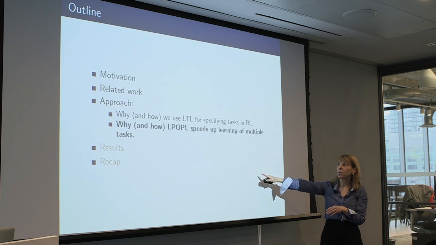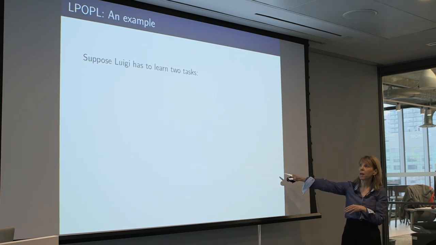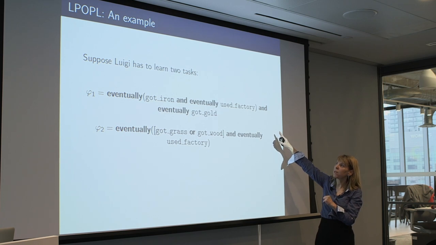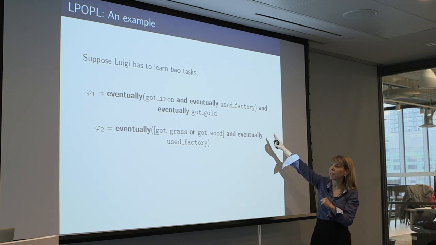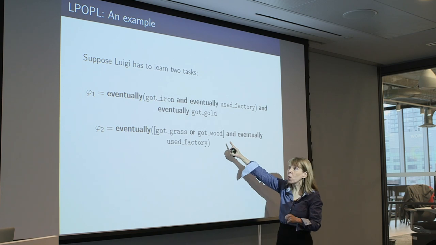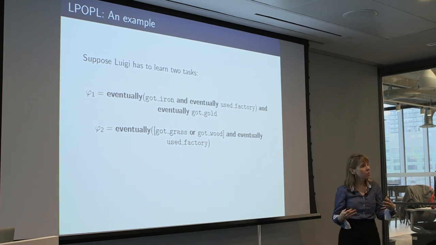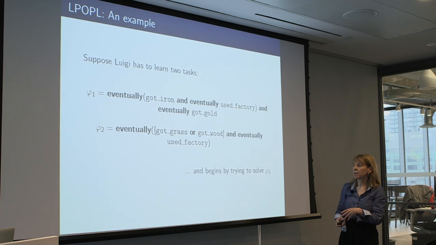So what I'm going to show you is this algorithm, LPOPL, which we developed. So suppose Luigi has to learn two tasks. The first task, get wood and use the factory and then eventually get the gold, or eventually got grass or wood and eventually use the factory. What we're going to do again is learn these policies simultaneously.